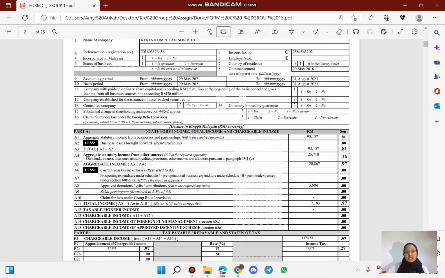Company established for issuance of asset is no. Controlled company, no. Company limited by guarantee is no. Substantial change in shareholders and subsection 44: subsection 44 is not relevant, and also claim for surrender of loss under the group relief provision is not relevant.